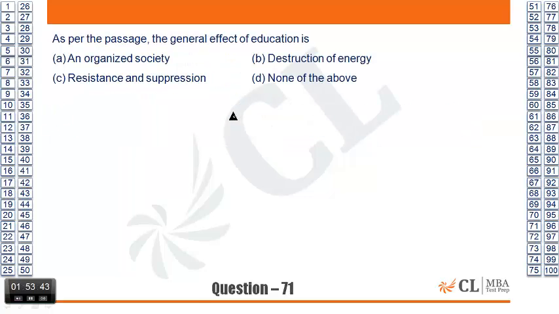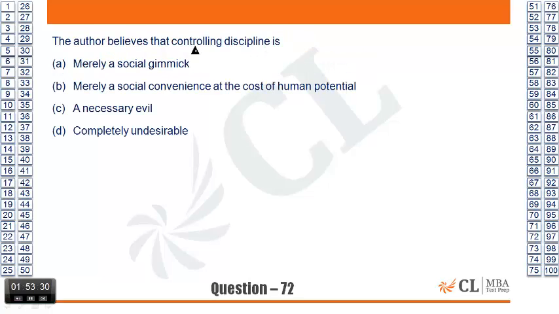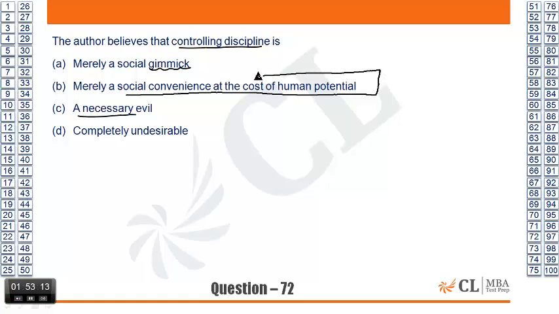Question 71. The general effect of education. What is it? Destroys. Which option? B. I don't think we have to go back. C. Author says discipline and controlling discipline is a social gimmick. He did not say social gimmick. No, I don't think he was so harsh. Necessary evil. Merely a social convenience at the cost of human potential. That sounds completely undesirable. I think B is perfect. No? B is perfect. Yeah.